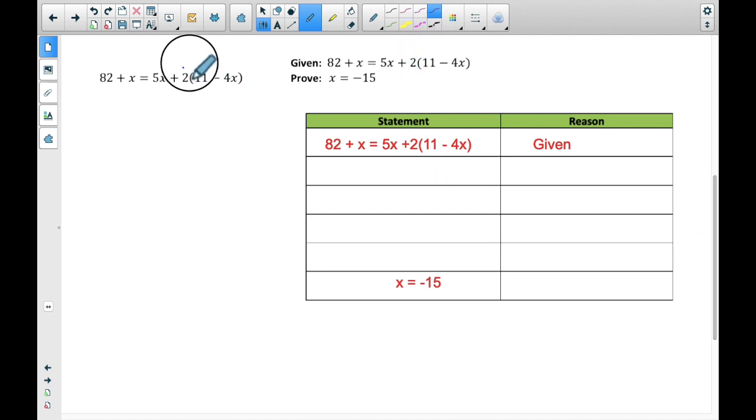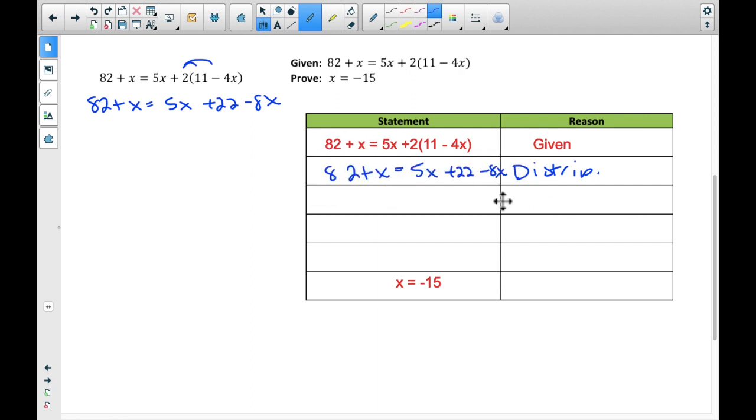Okay, one last problem. Again, we want to distribute. So first, I'm going to write this in. Whatever I have here in the given, I write it down. I get a point. I write given. Whatever I want to end with, I put that down here. And I'm going to work my way and fill in the puzzle steps, basically. So I distributed. And when I distributed, I got 82 plus x equals 5x plus 22 minus 8x.